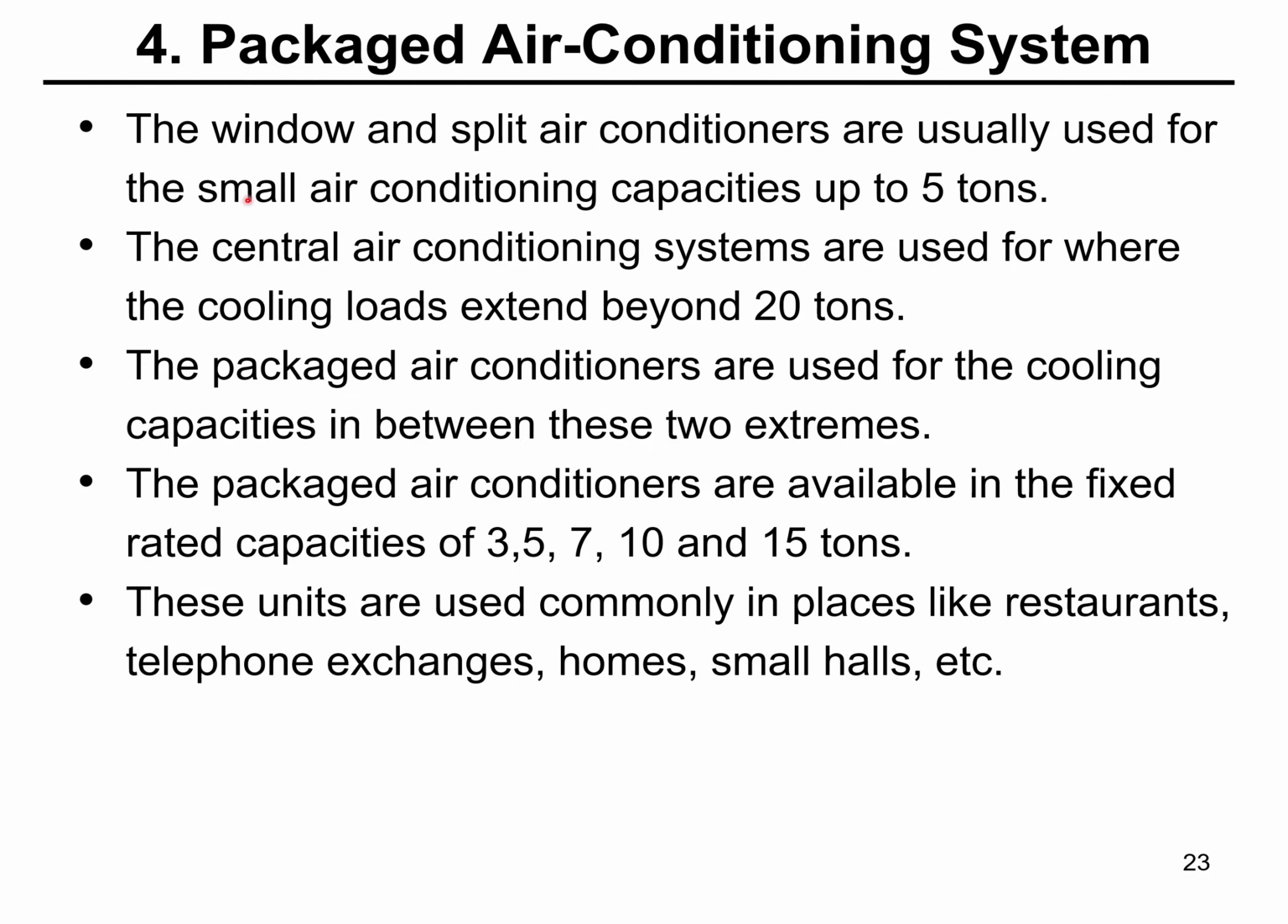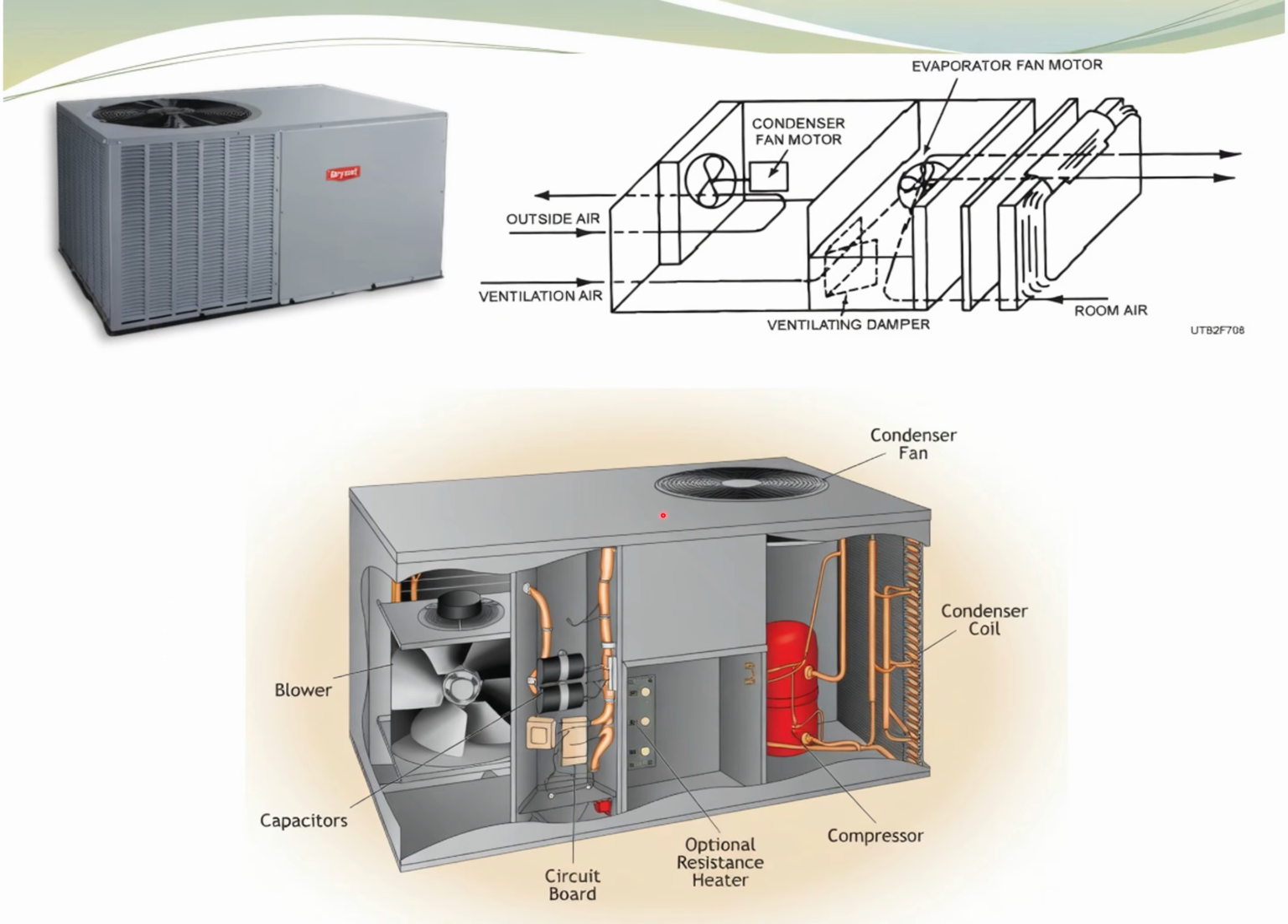Then packaged AC. The window and split air conditioners are usually used for small air conditioning capacities up to 5 tons. The central AC is used where the cooling load extends beyond 20 tons. The packaged AC is used for cooling capacities between these two extremes. Packaged air conditioners are available in fixed rate capacities. These units are used commonly in places like restaurants, telephone exchanges, homes, small halls, etc. So this is a packaged air conditioner.